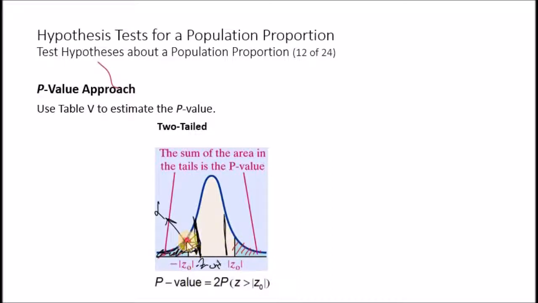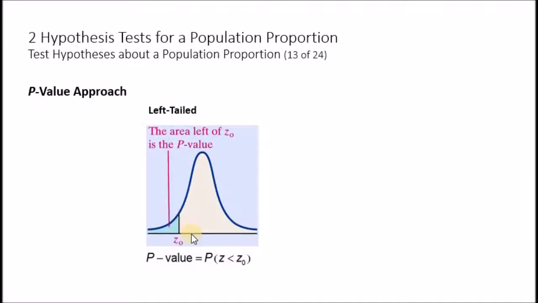In other words, you're going to compute only one blue region. You're going to find the area of one blue region and then multiply it by 2 using the symmetrical properties of the normal distribution. So you're going to use the function norm.s.dist of negative Z naught, comma true. If you multiply that by 2, you're going to get the p-value, because that will represent the area in both tails.